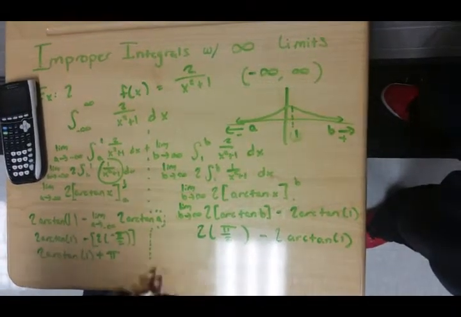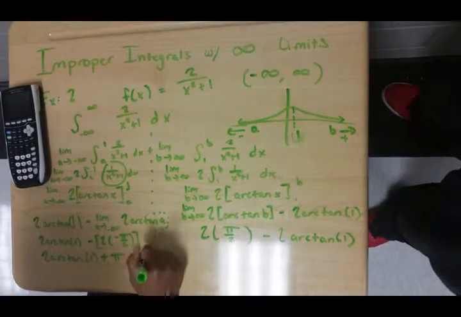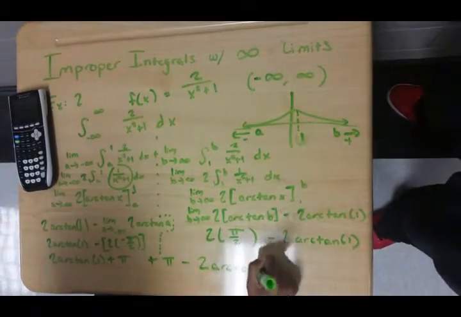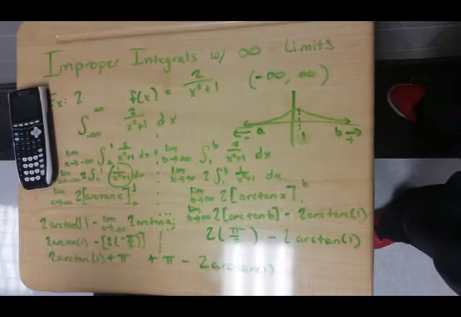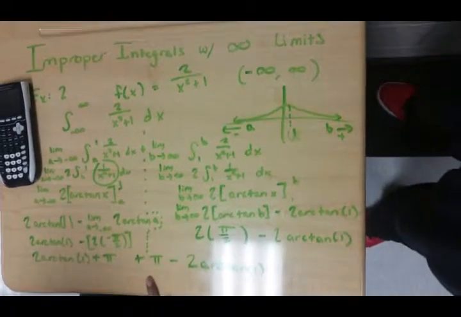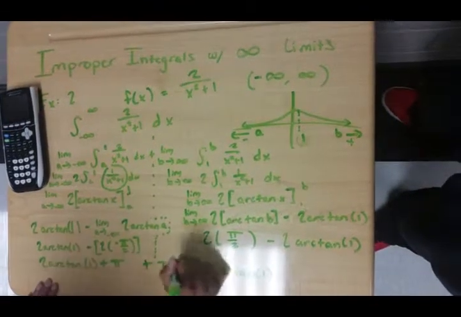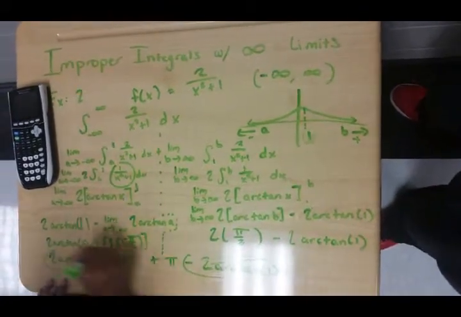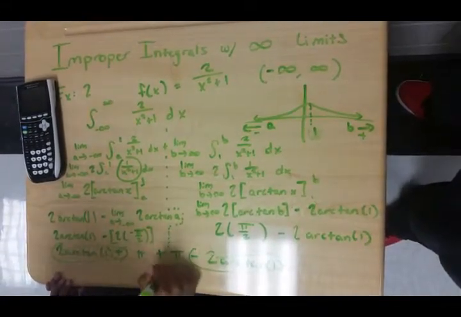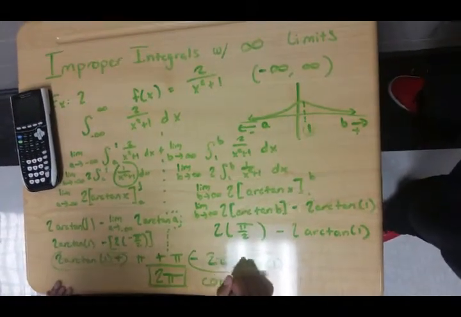Okay, and so when you add all these together from the bottom, it'll be 2 times the arctan of 1 plus pi minus 2 times the arctan of 1. So it's 2 pi. Anyway, 2 times the arctan of 1 minus 2 times the arctan of 1, these two cancel, which gives you a total answer of 2 pi. Therefore, the integral converges.